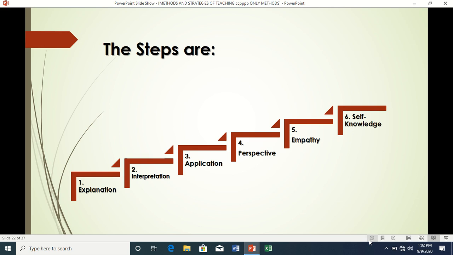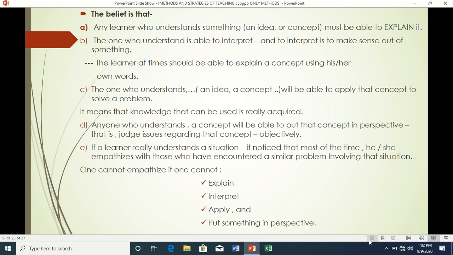He must help the students to do interpretation of what you have explained. Then move on to apply, move on to perspective, move on to empathy, and move on to self-knowledge. Let's see how these steps are very applicable, very interesting. Any learner, you and I, if we are learners, we agree that when we understand an idea or a concept, we are able to explain it. And this is very true.